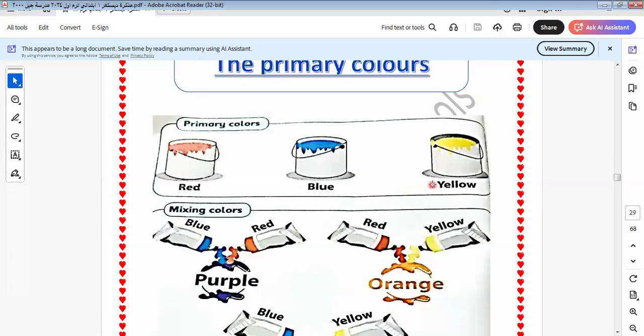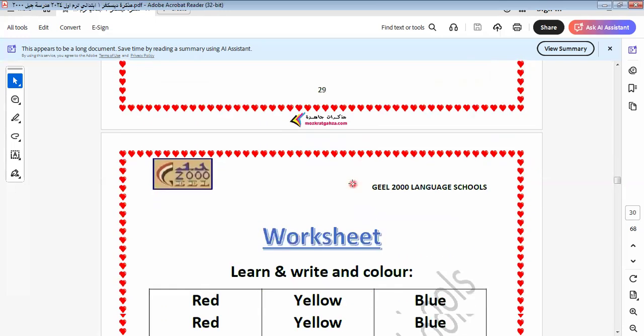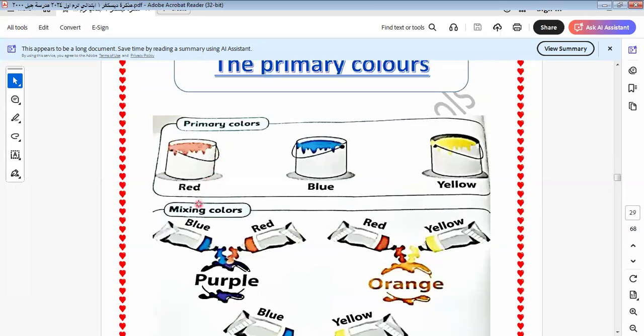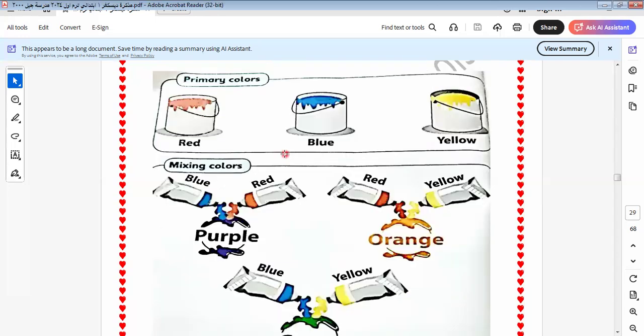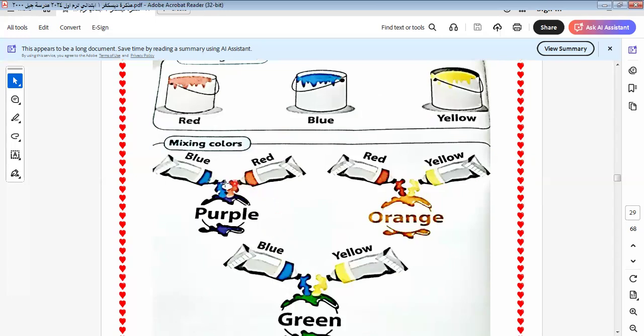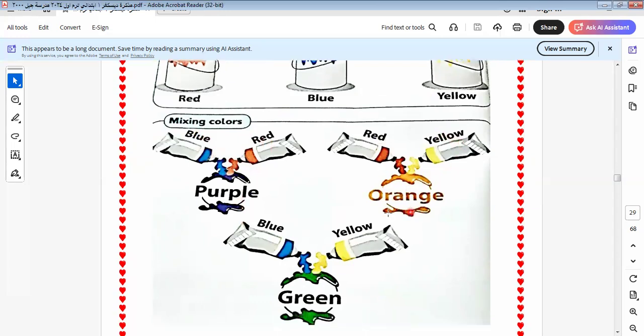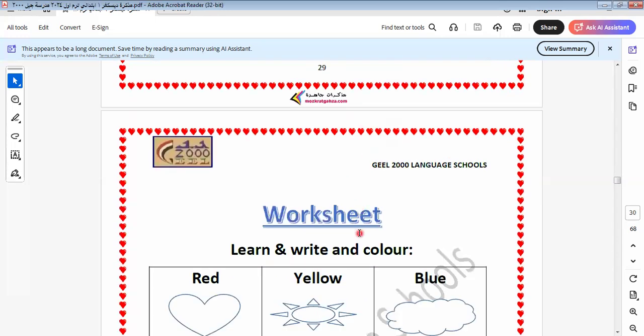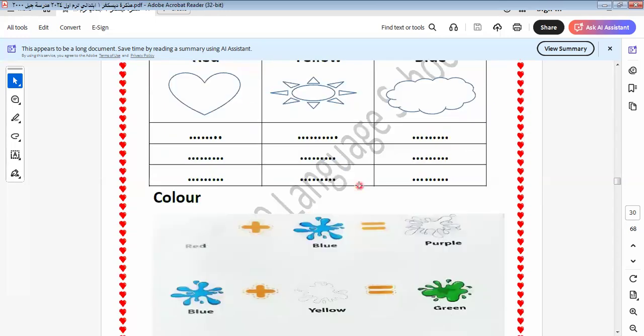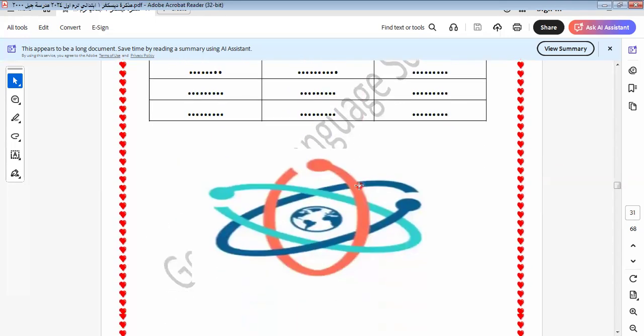Here are the primary colors. We mix two colors to make another color. Let's learn this together. Here we have the primary colors: red, blue, and yellow. This is called primary colors. Then I mix two colors to have a third, different color. When we mix blue with red, it is purple. When we mix red with yellow, it is orange. When we mix blue with yellow, it is green. I leave this for you to do by yourself. Now we know how to do this.